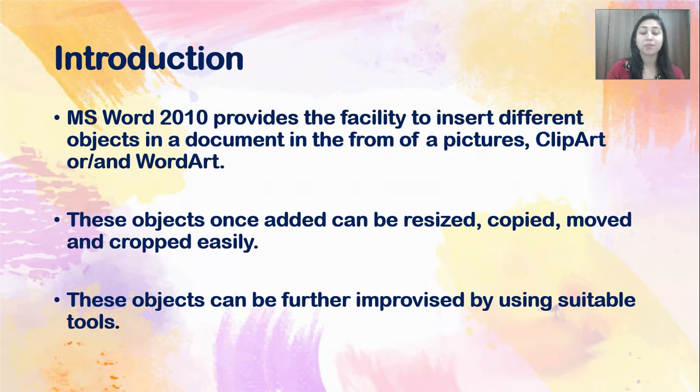MS Word 2010 provides the facility to insert different objects in a document in the form of pictures, clip art or word art. Means you can add so many different objects using all these options. These objects once added can be resized, copied, moved and cropped easily. That means if you added any object once in your document, after that anytime you can resize it, copy it, move it and crop it very easily. These objects can be further improvised by using suitable tools.